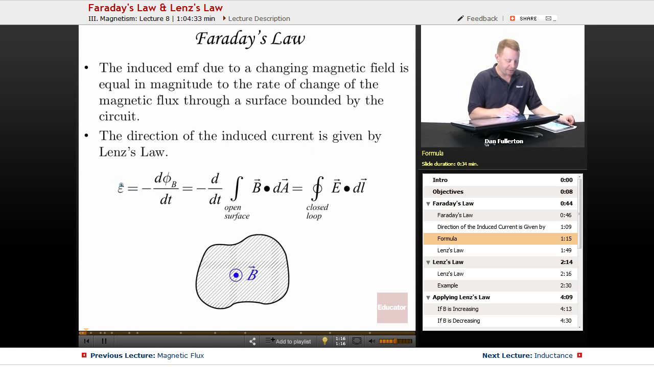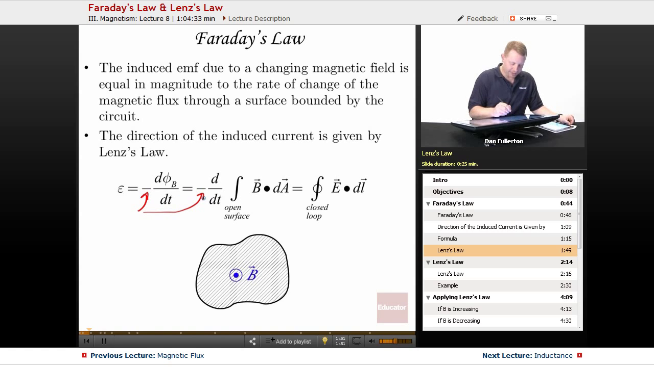So here's Faraday's law. The induced EMF, typically written with the script E, is the opposite of the time rate of change of the magnetic flux through that surface. Or if you expanded that out, it's the opposite of the derivative of the integral over the open surface of B dot dA. And the EMF is the integral over the closed loop of E dot dL. That's your EMF, your potential around the closed loop. And if you don't have any changing magnetic flux, that actually becomes Kirchhoff's voltage law. So, Lenz's law is this negative sign right there. That's where the Lenz's law piece comes in.